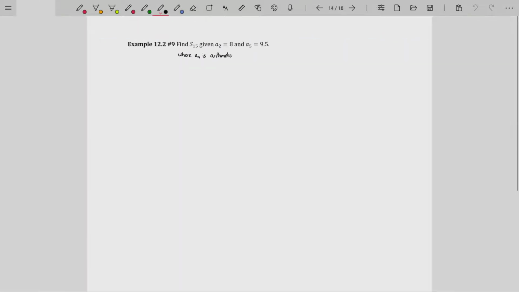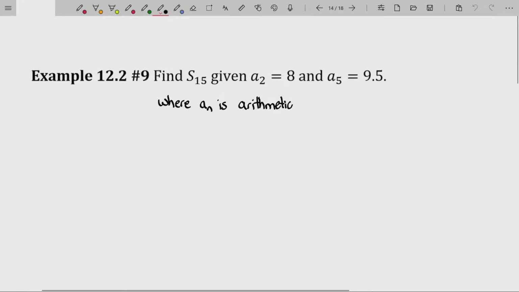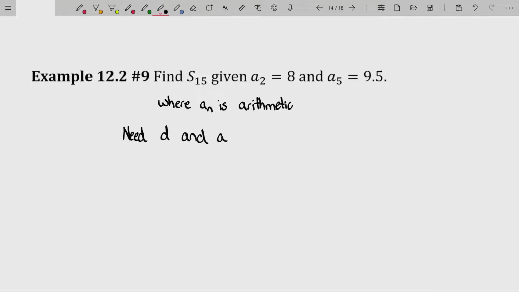So this tells me that I need to find what the formula is, what the common difference is, all that fun stuff. So I need, in either case, honestly, d and a. I need to find out what the initial value is, and I need to know the common difference. Luckily, I've been given 2 points: 2, 8 and 5, 9.5. The output is 9.5 when n is 5. The output is 8 when n is 2.